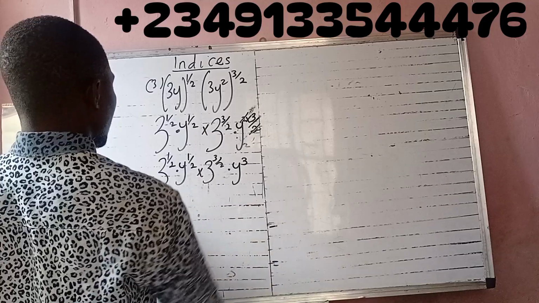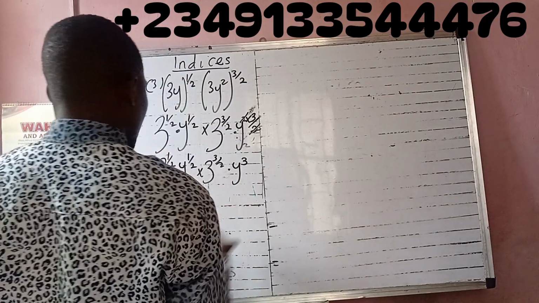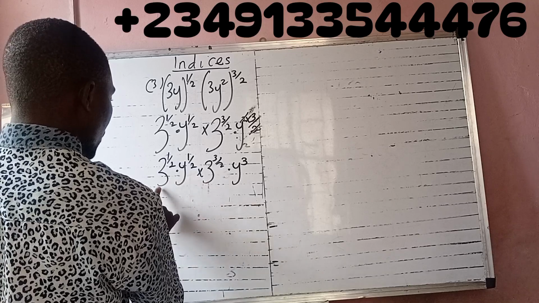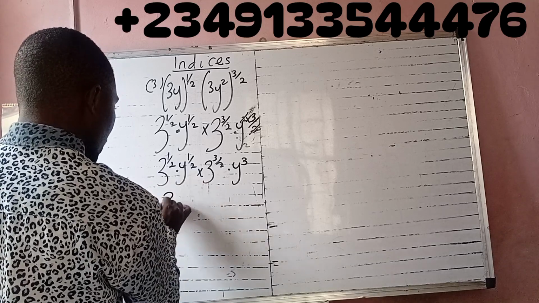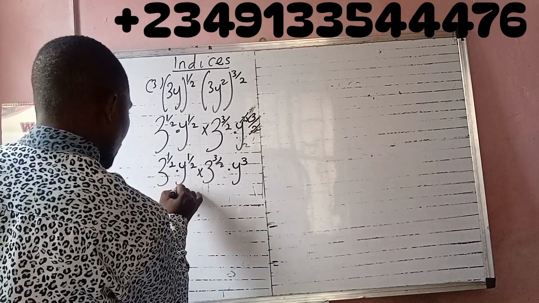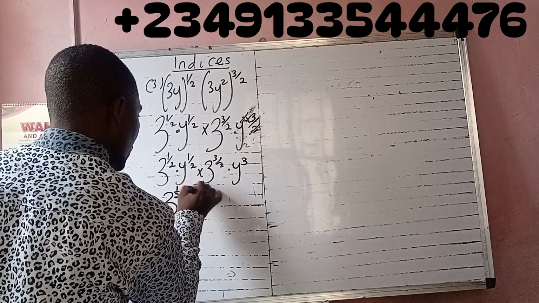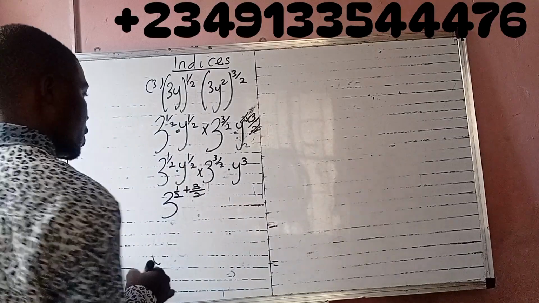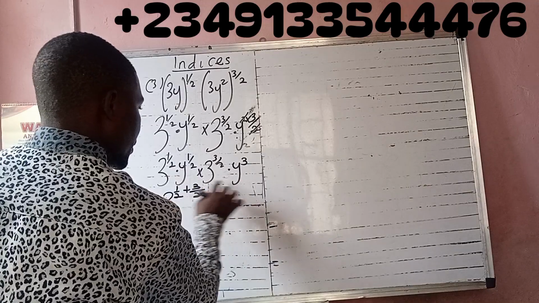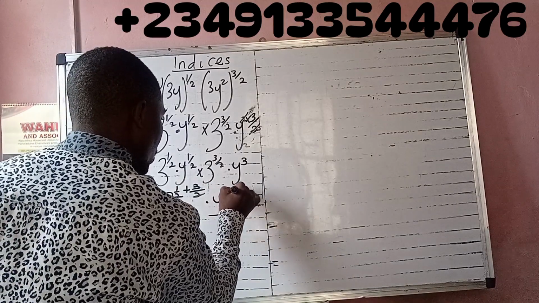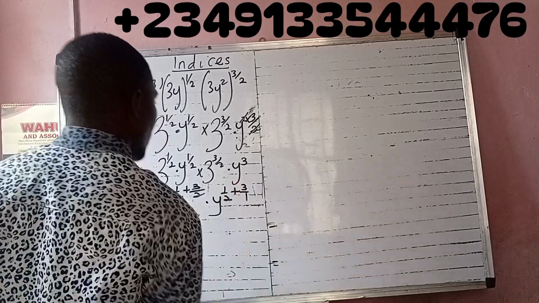Now we see here that we have 3 here, we have 3 here, there is multiplication. So we can use the multiplication law of indices, which states that if you have the same base, only pick one. We are picking 3, then we add the power. So we are adding 1 over 2 plus 3 over 2 here, times y, the same base, we only pick one, we add the power, 1 over 2 plus 3, 2 over 1 to make it balance.